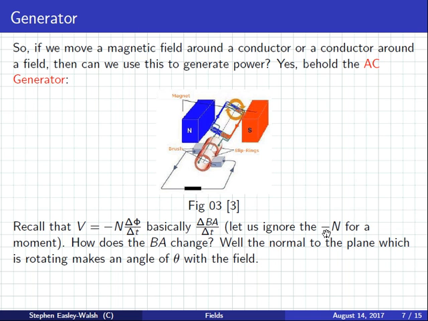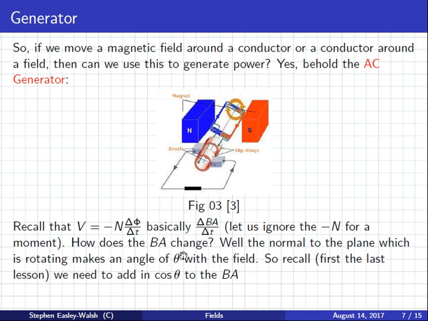Well, remember, the normal to the plane, which is rotating, makes an angle theta with the field. In other words, from the lesson we had earlier, we have to put a cos theta in. Remember, we have BA cos theta. But how does cos theta change? What's the rate of change of cos theta?